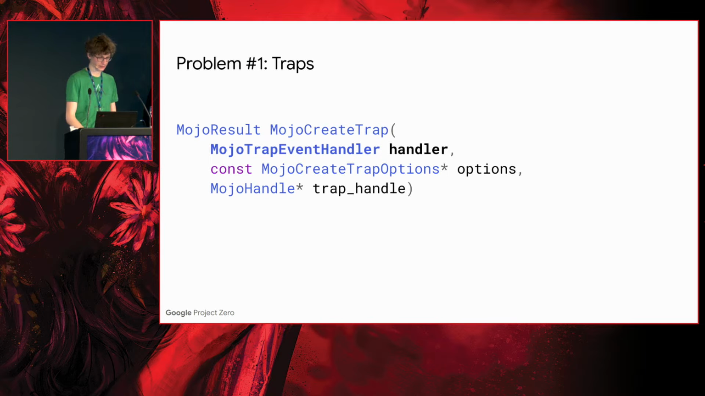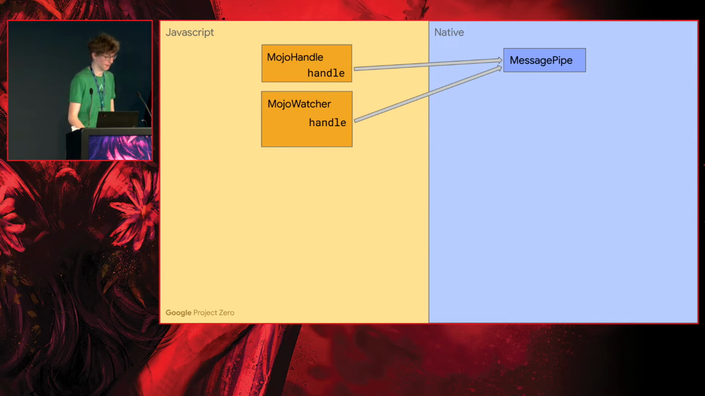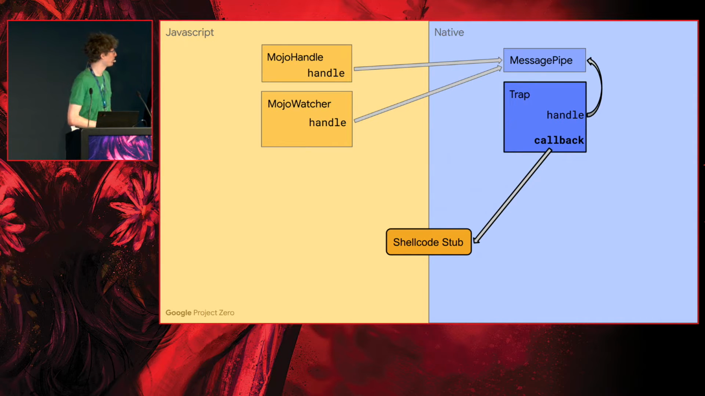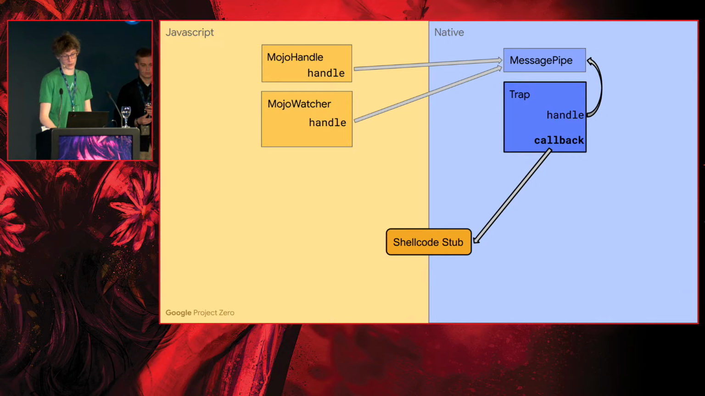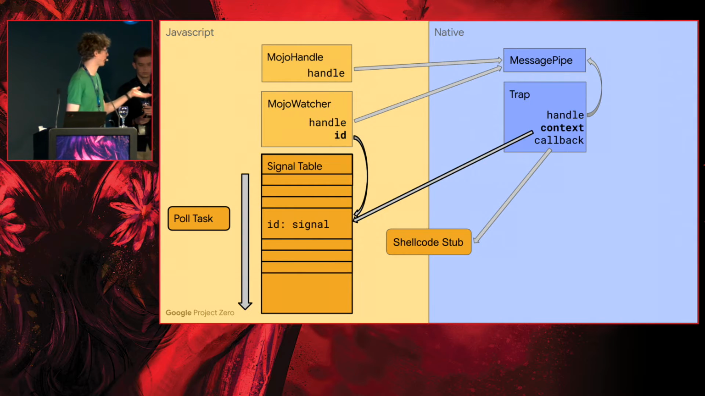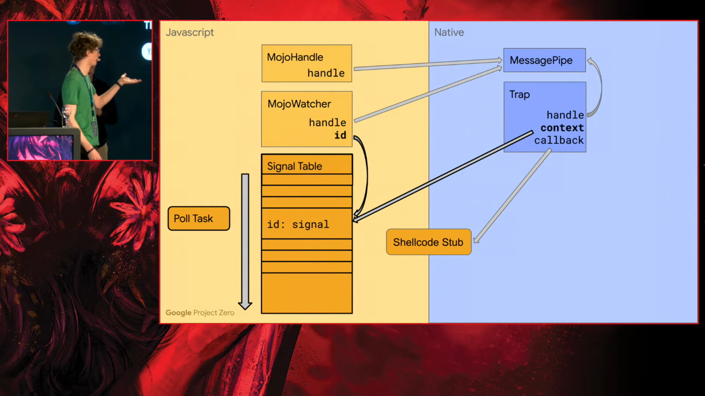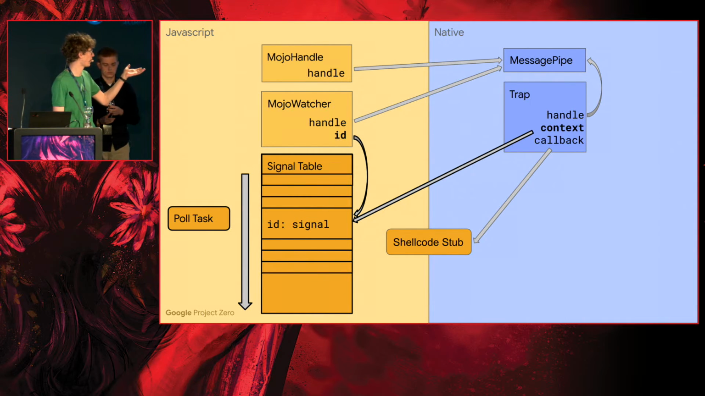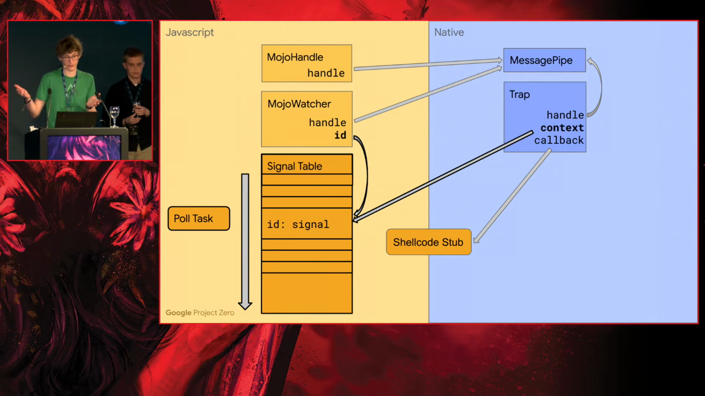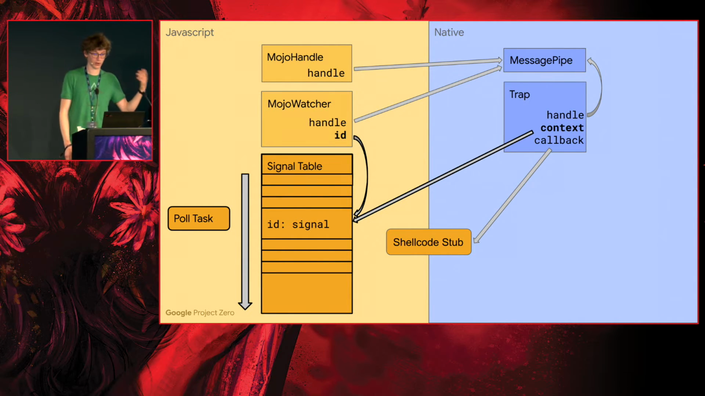So this is the first implementation, right? We have a handle to a message pipe. We have a watcher. It's going to watch that handle. We're going to add a trap in, and we'll point that callback to some shellcode. And what will that shellcode do? Well, we want this to be fairly simple, right? So we'll just have a big byte array over in our JavaScript, maybe an old space, something like that. And when that trap fires, the shellcode will just set the signal in this table, and we can poll it from JavaScript, and we can deliver our callbacks.